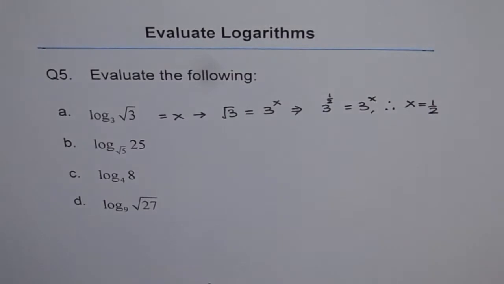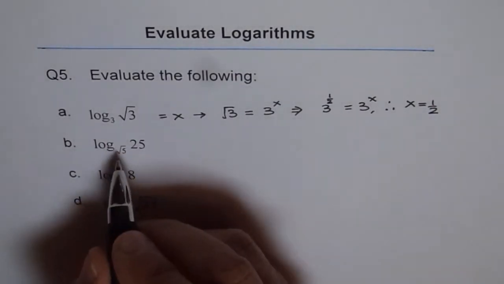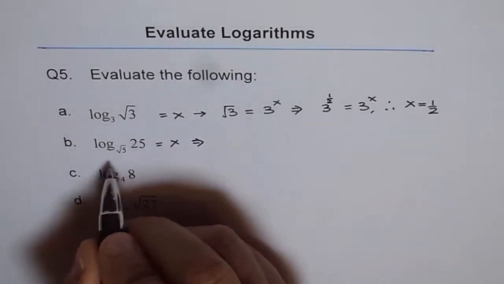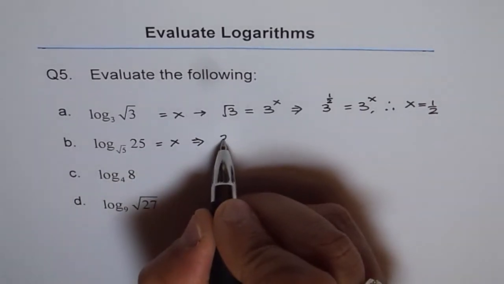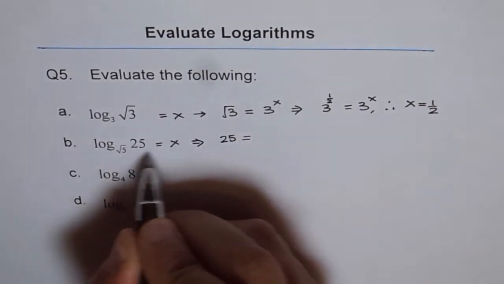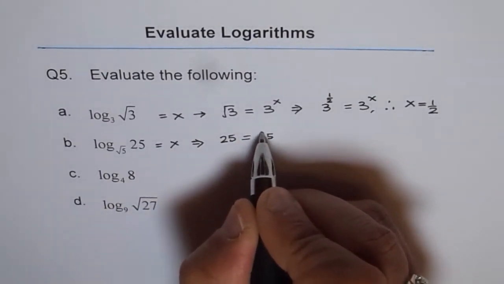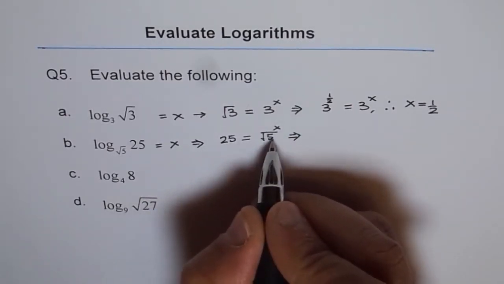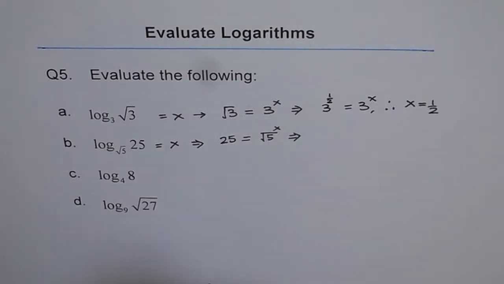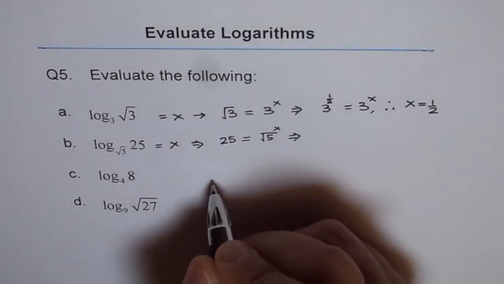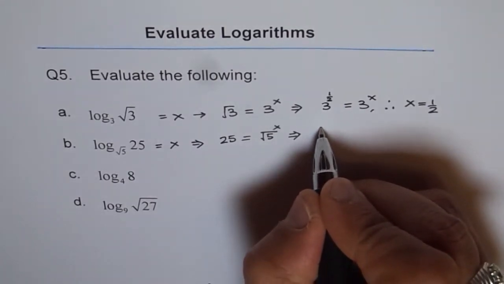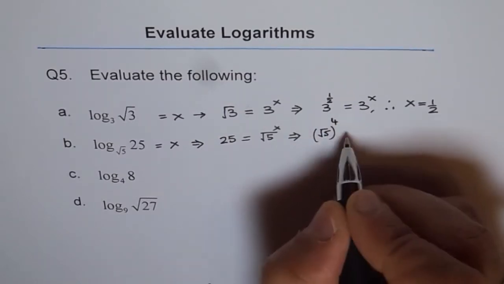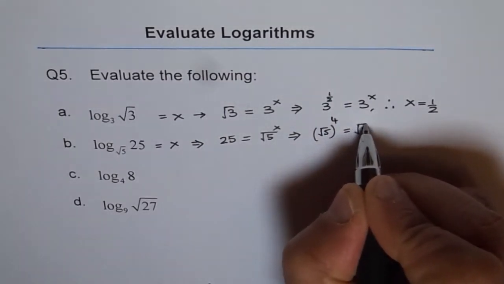That is how we are going to evaluate, right? Again, see the same policy. We will equate this to, let us say, variable x, correct? So we'll write that into exponential form. We'll get 25 equals square root 5 to the power of x. Now we need to write 25 as square root 5 to the power of something. We know 5 square is 25, but we can also write 5 as square root 5 square, and square of square, that means power of 4, equals square root 5 to the power of x.